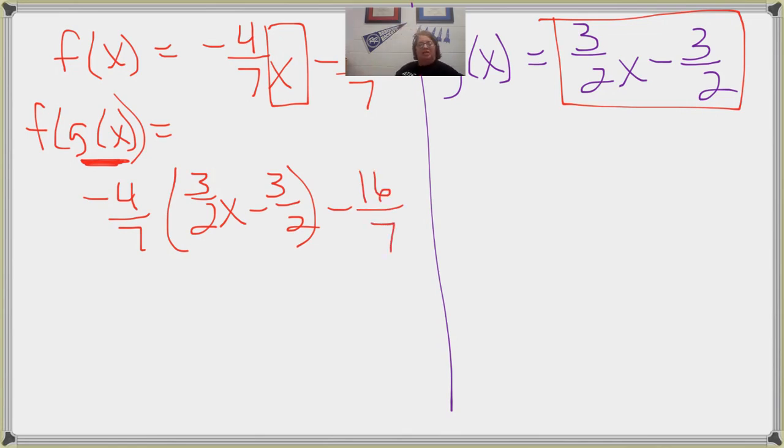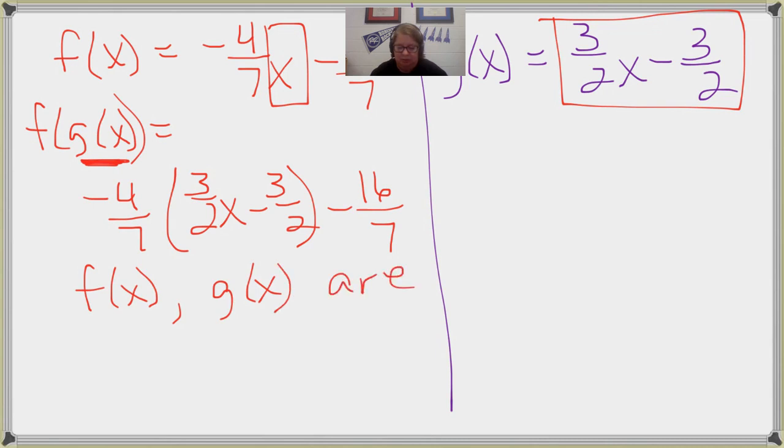Do we need to calculate all of this? Not really, because is it going to cancel everything out? There's nothing to cancel out with the negative 4 sevenths. If we multiply that by 3/2, we're going to get 12/14. There's nothing to cancel that out with. There's nothing to cancel with the 16/7. There's nothing to cancel with 3/2. It doesn't cancel. So you know what? These are not inverses. F of x and g of x are not inverses.